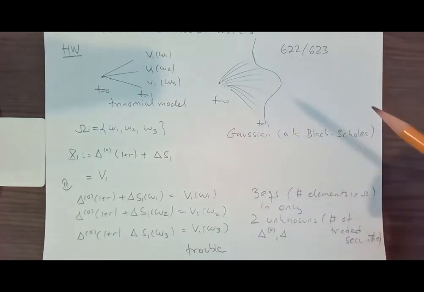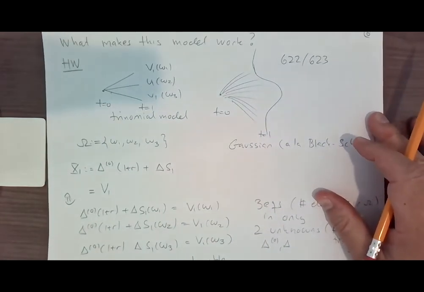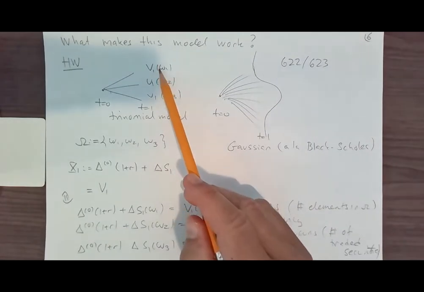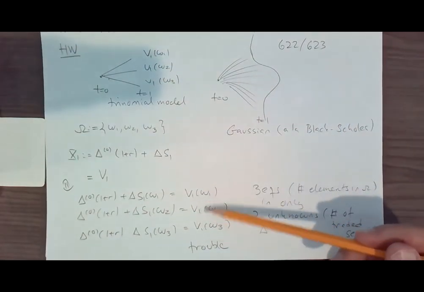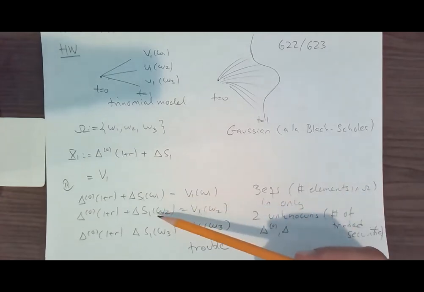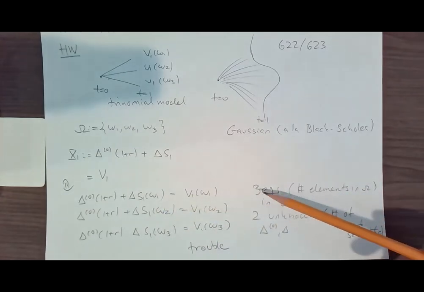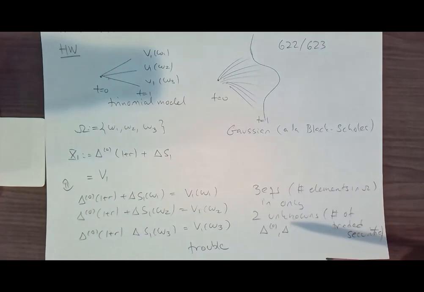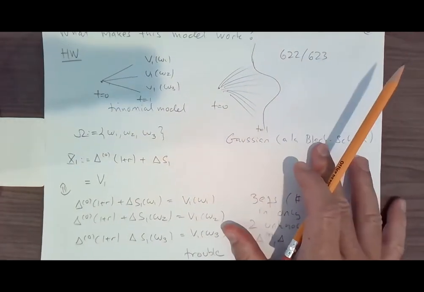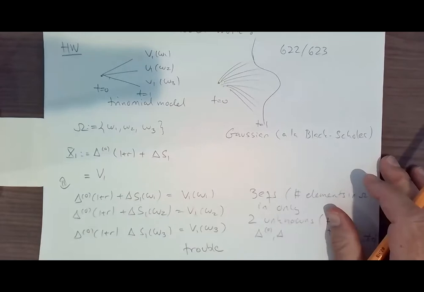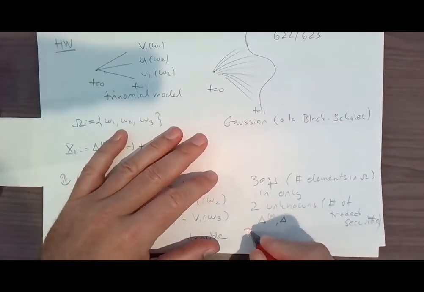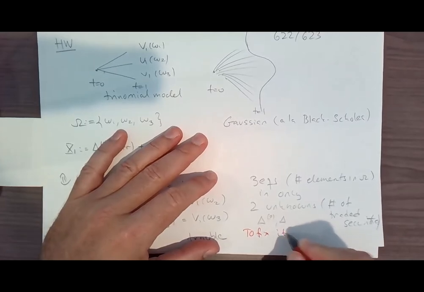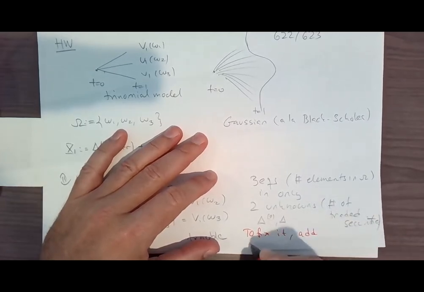So this is a key feature of the binomial model, that we only have 2. And what that allows us to do is solve, because we have as many unknowns as we have equations. So if you wanted a trinomial model to have the same feature, what we could do to fix it is add another stock.